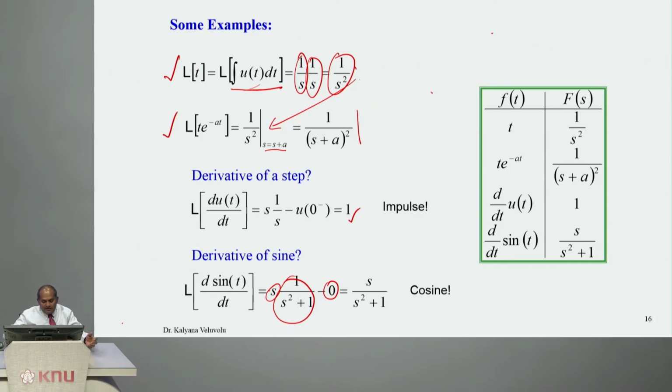So that gives us simple expressions for time, t into e power minus at, the differential of a unit step, and the differential of sine t. For time t you get 1 by s square, t e power minus at is 1 by s plus a whole square. The differential of u of t is 1, and d by dt of sine t is s by s square plus 1.